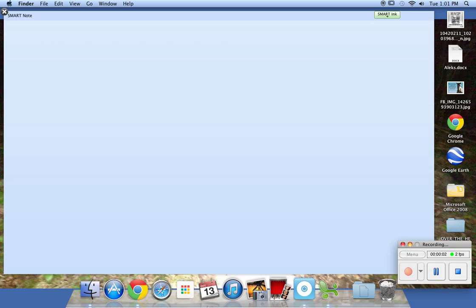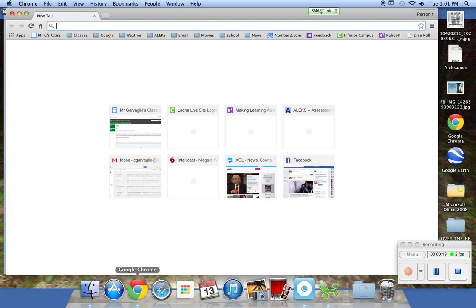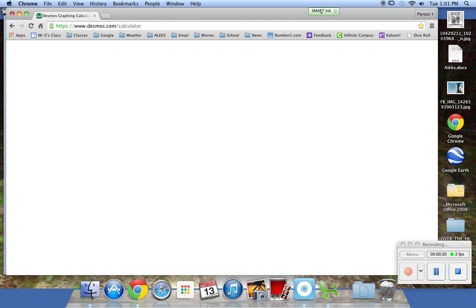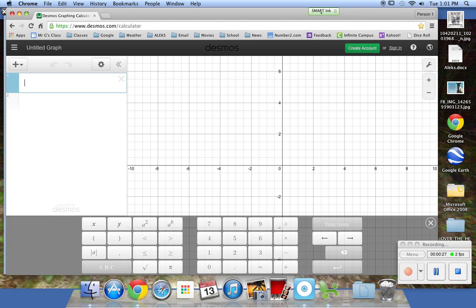Family of graphs. All right. First thing I really want to start off with is we're going to do some Desmos, because I'm going to talk about what different graphs look like. Y equals x squared. Does everybody know what a graph of an x squared looks like?